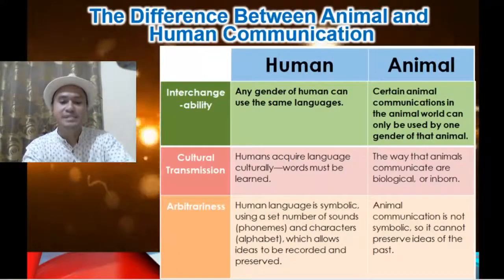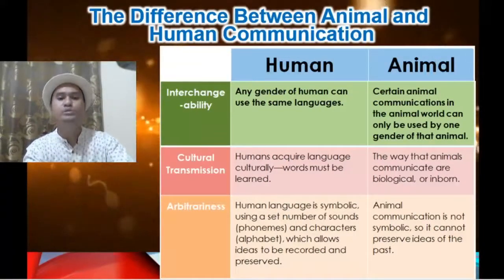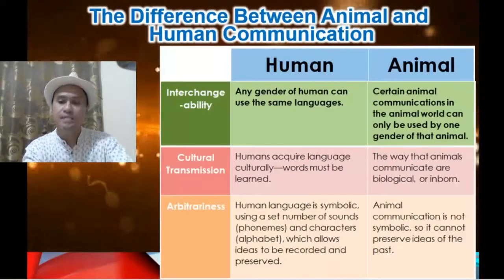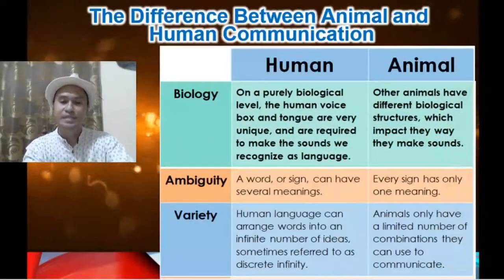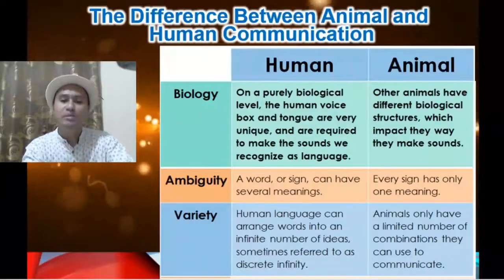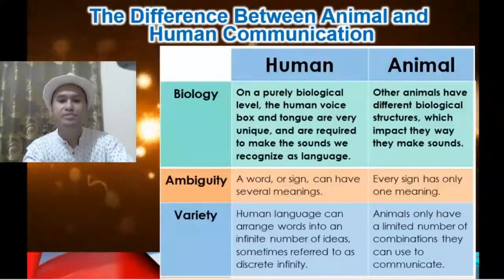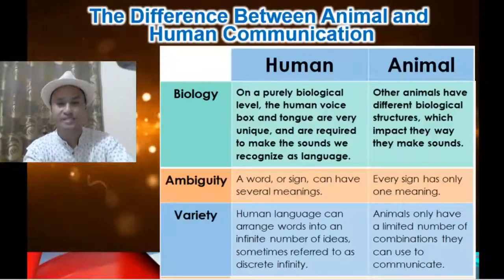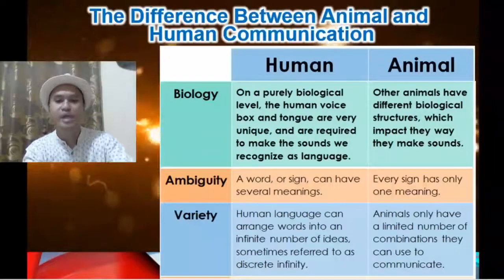When it comes to arbitrariness, human language is symbolic, using a set number of sounds, phonemes, and characters like the alphabet, which allows ideas to be recorded and preserved. While animal communication is not symbolic, so it cannot preserve ideas of the past. Talking about biology, for humans, on a purely biological level, the human voice box and tongue are very unique and are required to make the sounds we recognize as language. And for animals, other animals have different biological structures which impact the way they make sounds.